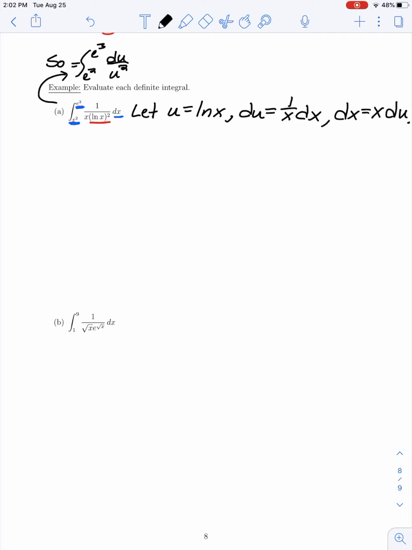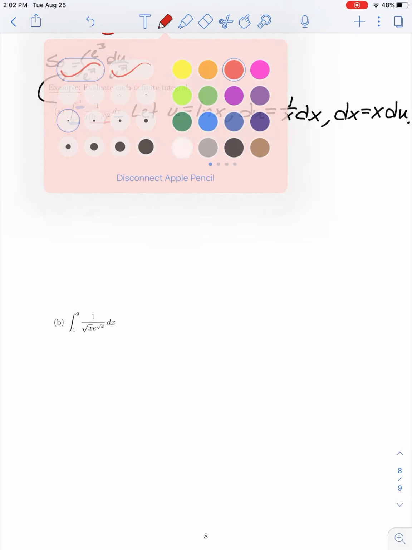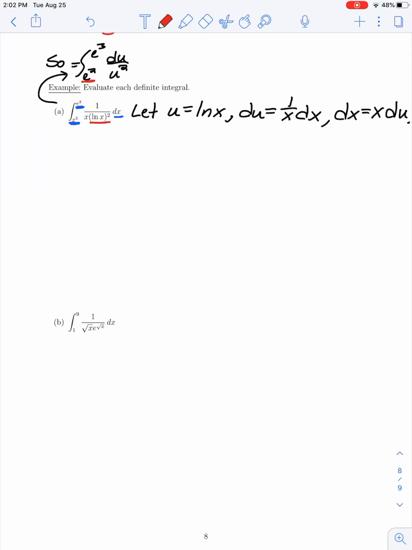However, this is incorrect. Why is this incorrect? Well, these limits of integration, e squared and e cubed, if you use this notation, would mean that those are the values of u, not x. So if we're working with a definite integral and making a substitution, part of the problem is to change those limits of integration, which were values of x, into their corresponding u values. So let's see how that's going to work here.